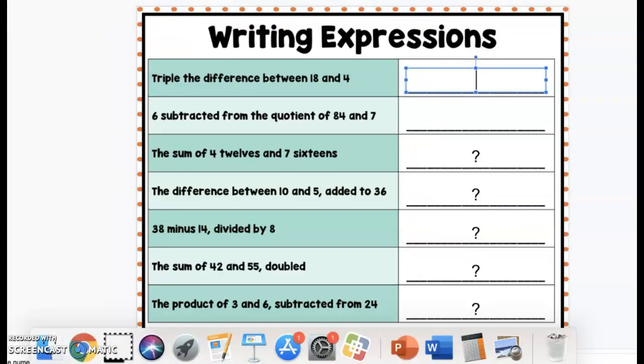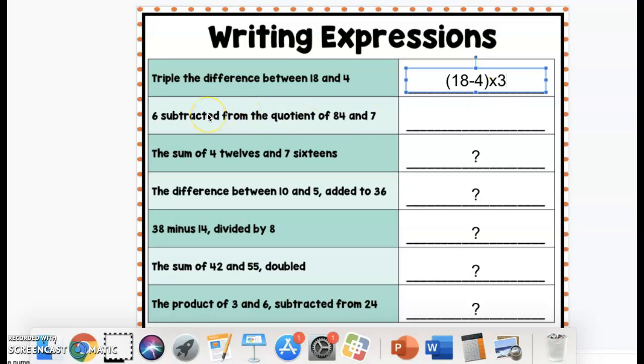Okay, triple the difference between 18 and 4. Well, I know that we're going to be multiplying whatever the difference is between these two. So I'm going to think about my order of operations. Parentheses first. So I'm going to say 18 minus 4. And then I'm going to take that number and multiply it by 3. That's basically what they want me to do. They want to find the difference of these two numbers and multiply it by 3.